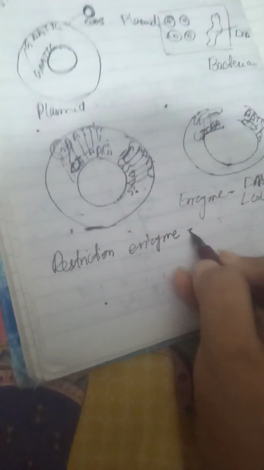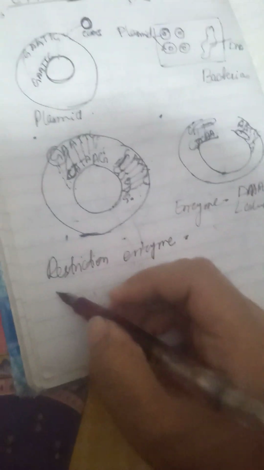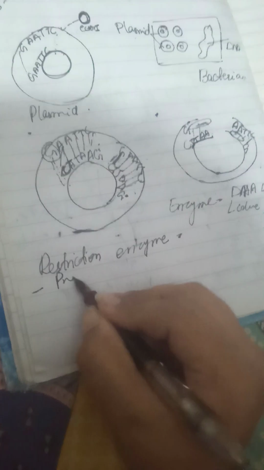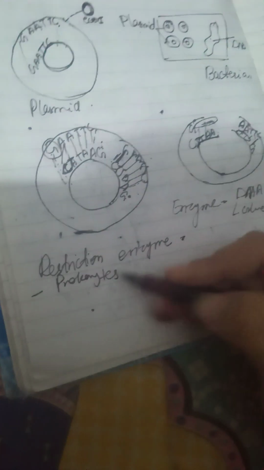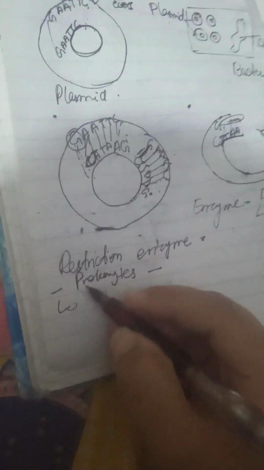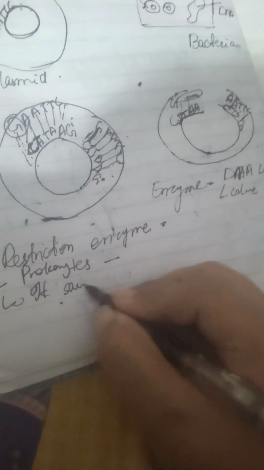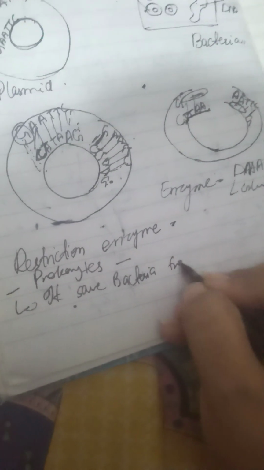Restriction enzyme, now what is that? Of course we are talking here about the restriction recognition sites. So what is the work of the restriction site? First thing, it is found in prokaryotes, like these will match with the prokaryotic. And second, it is in bacteria, it saves bacteria from viruses.